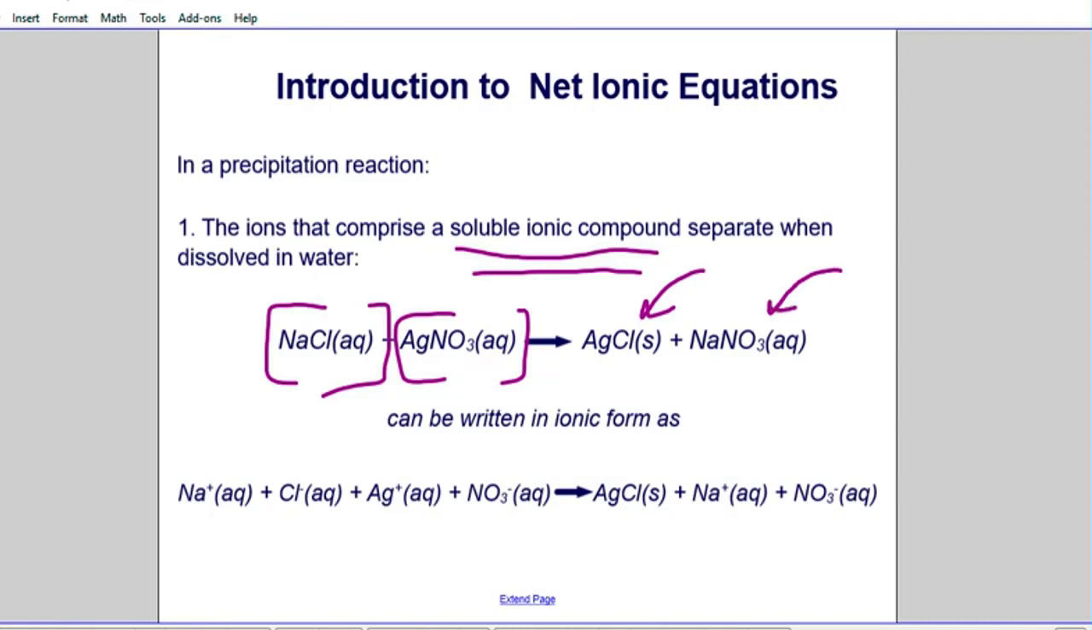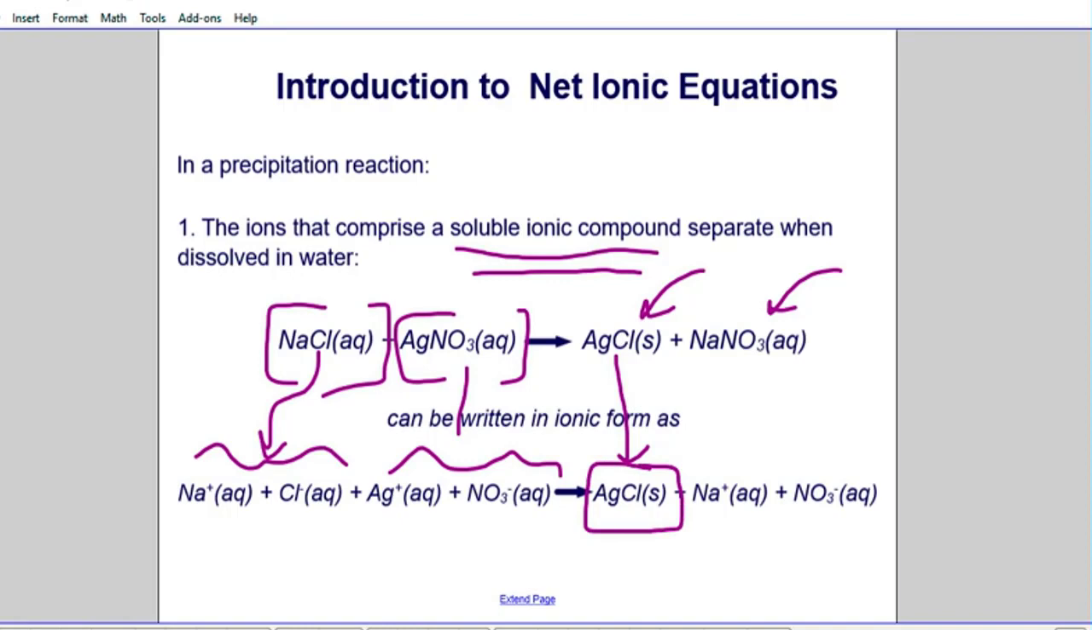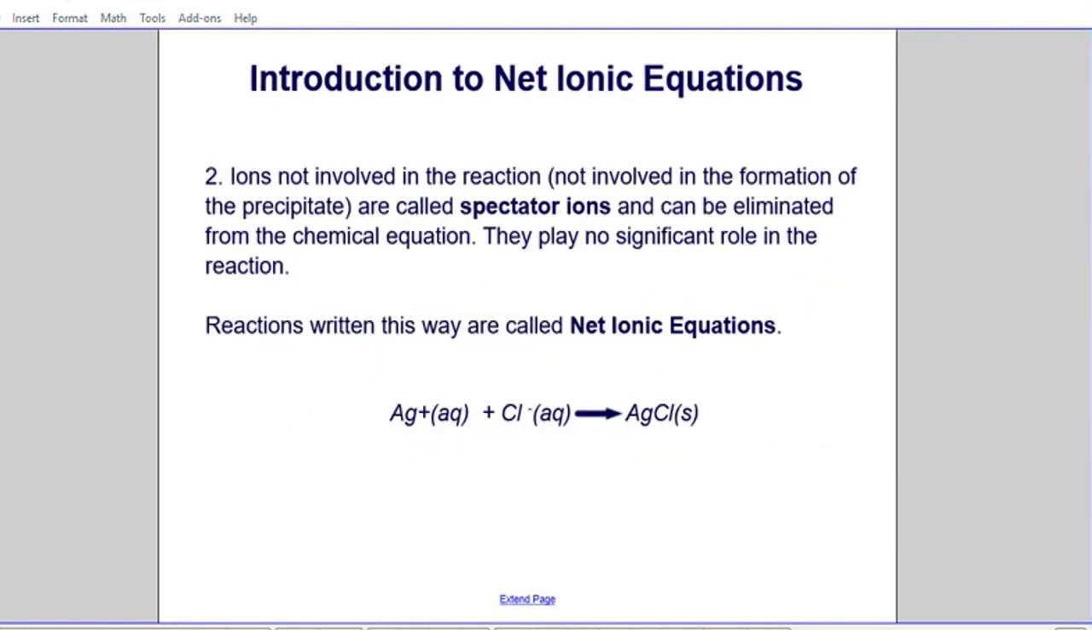Now, to write that in ionic form, we talked about how the ions disassemble, they separate. So this sodium chloride can be written like this. It's a collection of sodium and chlorine ions. Silver nitrate disassembles as such. Silver chloride, since it's a solid, is not dissolved, so that stays whole just like that. And then we have the sodium nitrate here that disassembles into its ions right there.